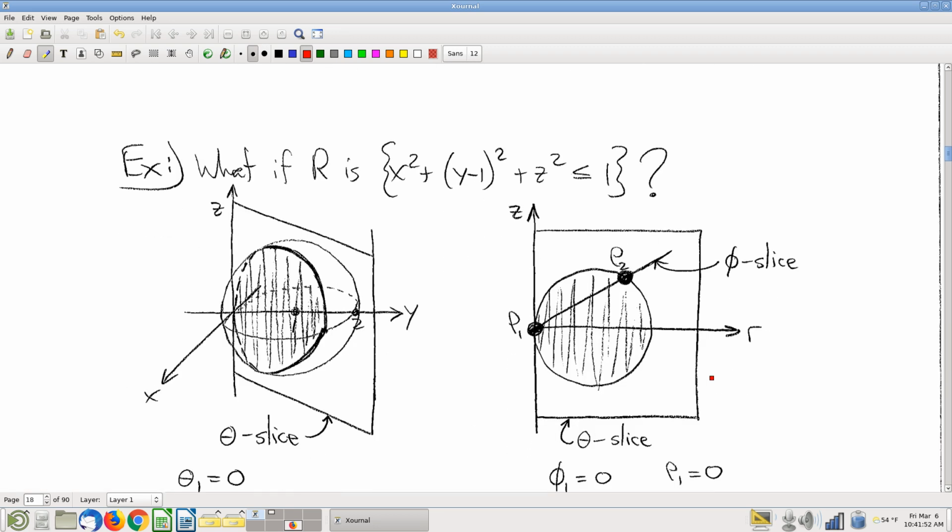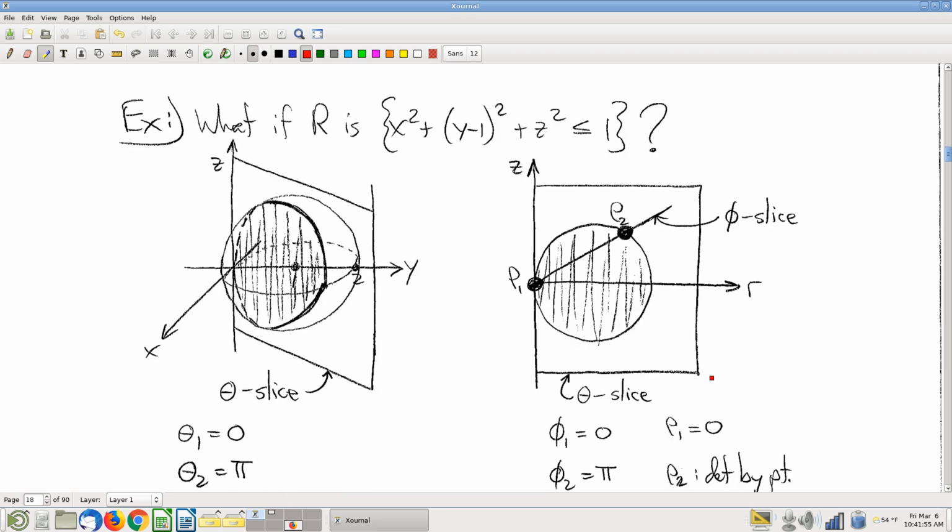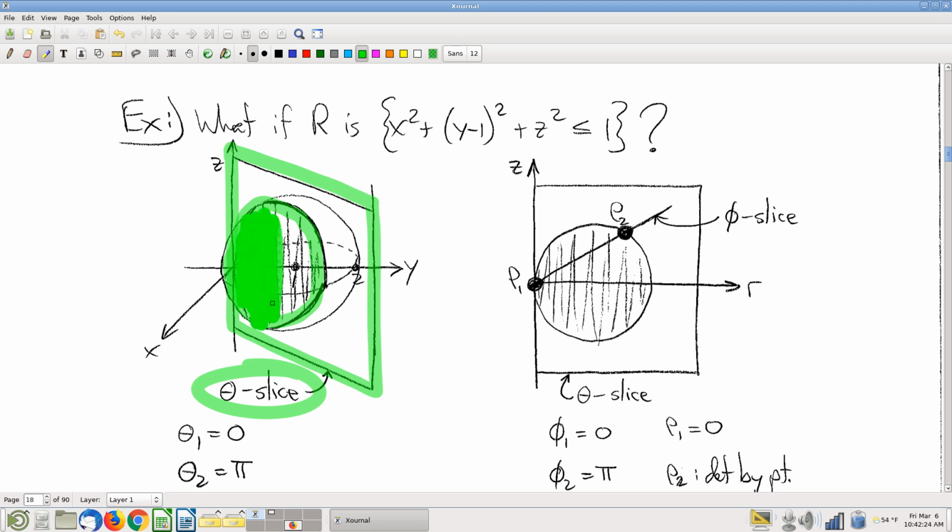Okay, some more examples. I'm going to go a little bit more quickly because we're behind schedule, and because the pattern is all the same, it's just different geometry in these different examples. Suppose this time that the ball is centered over here on the y-axis, described by that algebra. Think about your slices. There's what a theta slice looks like. This is geometrically a little bit challenging, right? To think of how those look.